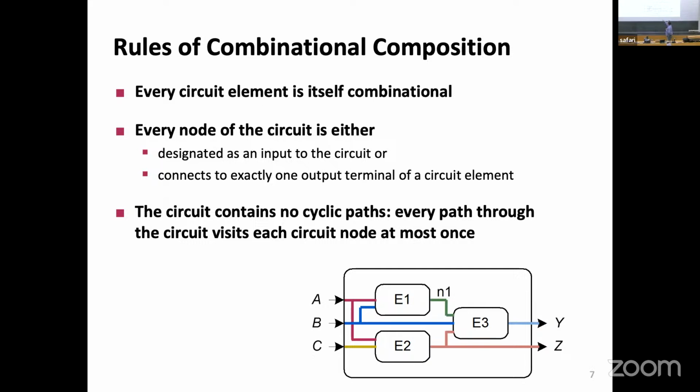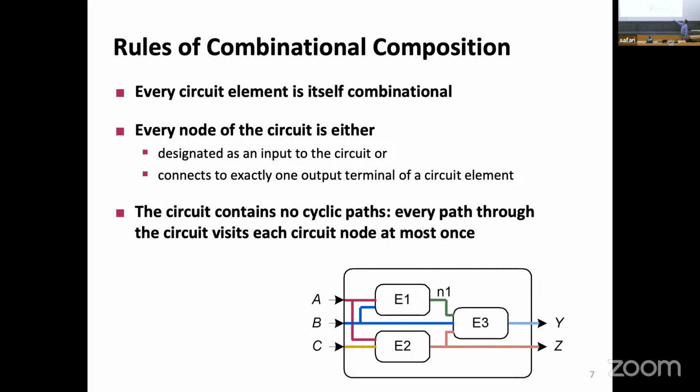So this B goes to here and goes to here. Every node of the circuit, so these are the nodes. This one, this one, this one, this one, and this one, and this one. So we have 1, 2, 3, 4, 5, 6 nodes in this circuit. And every node is either an input, so this one, this one, this one. Okay, we covered that. Or it connects to exactly one output terminal of a circuit. Now, the ones that we didn't cover are this guy, and this guy.